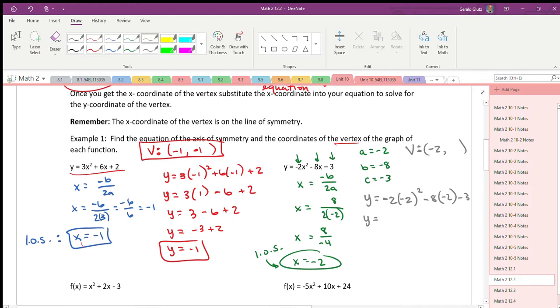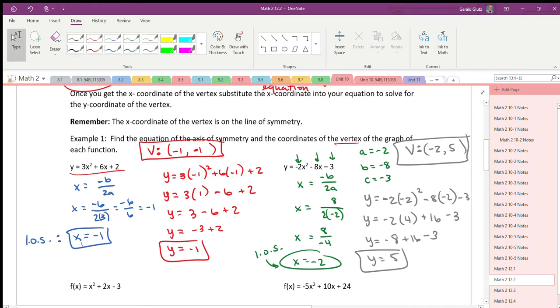So exponents come first. Negative 2 squared is going to be positive 4. Negative 8 times negative 2 is positive 16. Still have minus 3. Negative 2 times 4 is negative 8. So now if I combine all these, negative 8 plus 16 is positive 8. 8 minus 3 is 5. So y is 5. And that's our vertex, negative 2 comma 5.